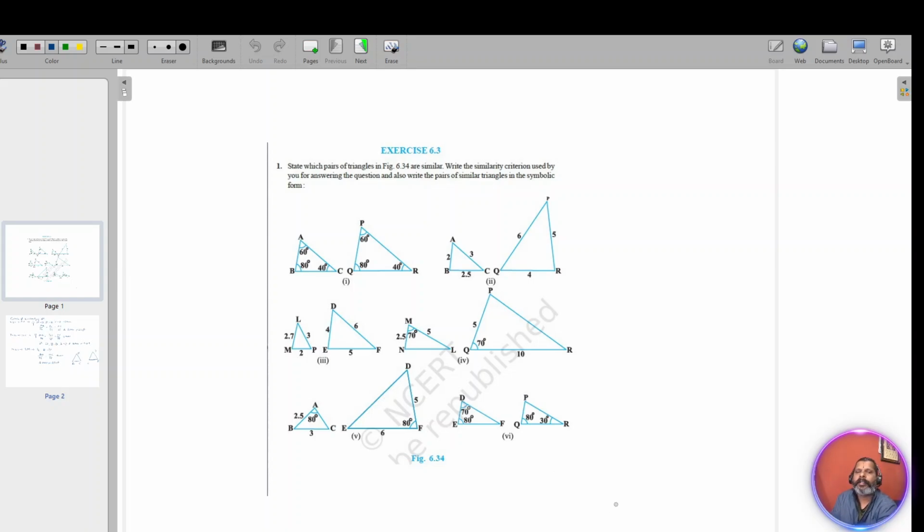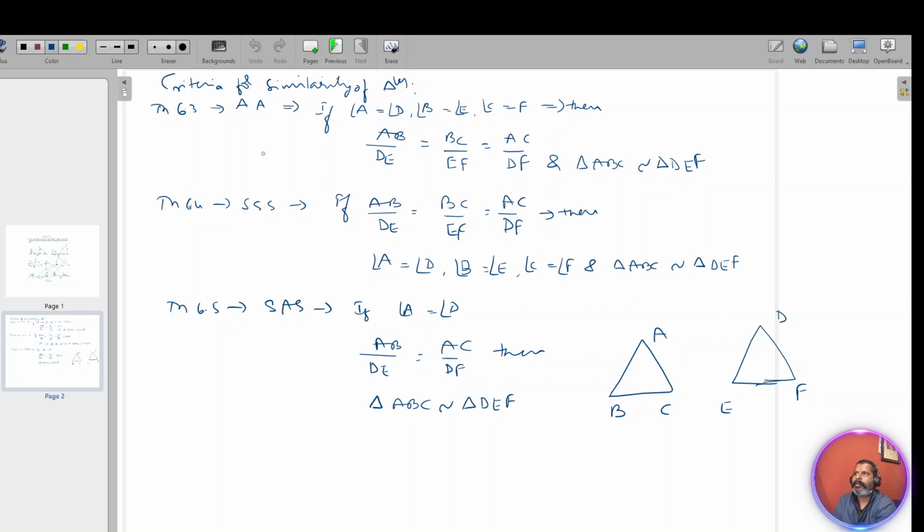Hello students, in this class we'll see 6.3 triangles chapter exercise solutions. This exercise is based on three similarity criteria theorems. What are the theorems? In short, we'll just recap before we go to the exercise.